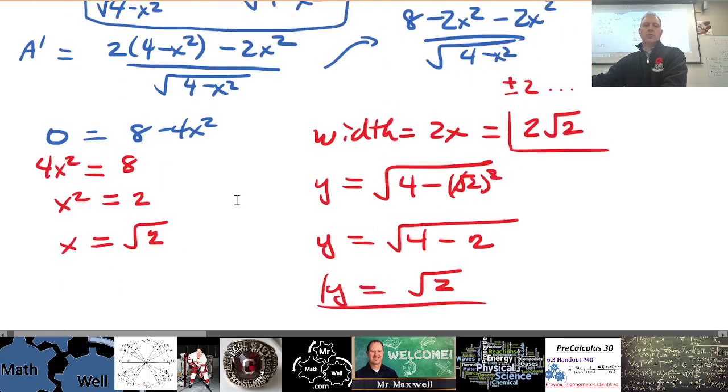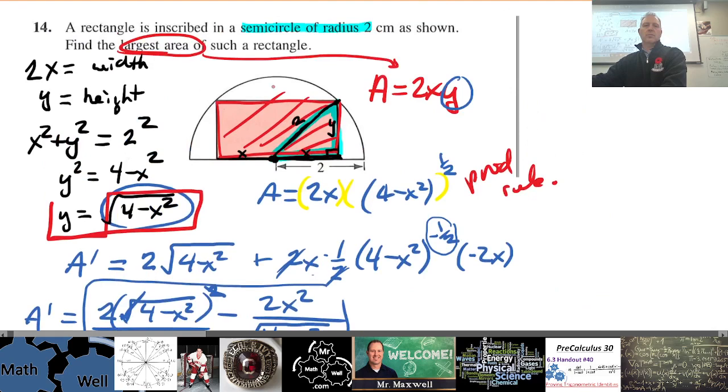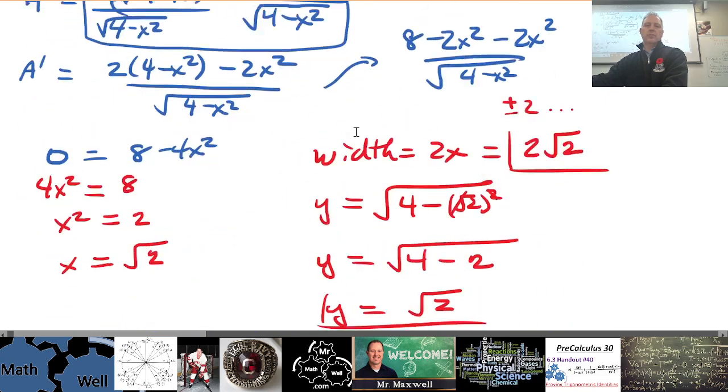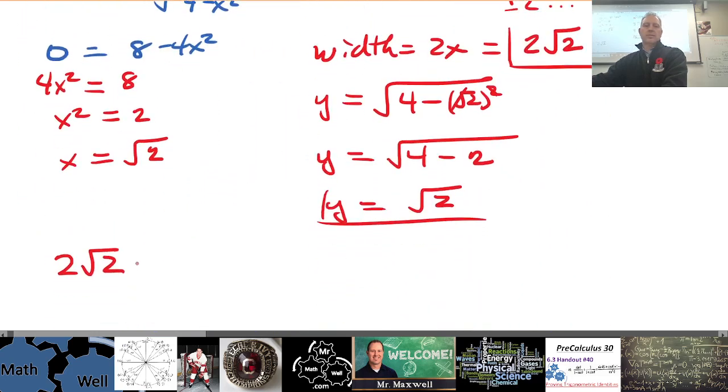Same as x. So the dimensions would be 2 root 2. Is there units involved here? Centimeters maybe. Okay. So 2 root 2 centimeters by root 2 centimeters. Okay, these are the dimensions.